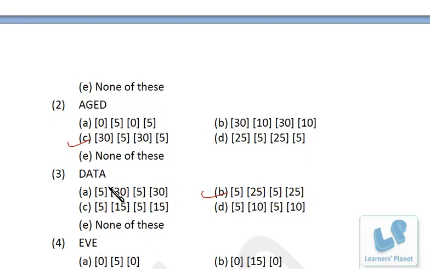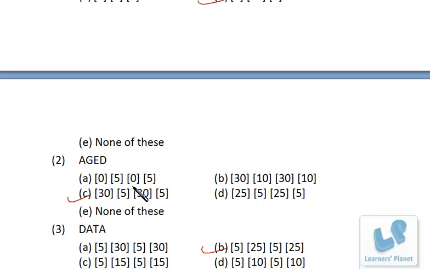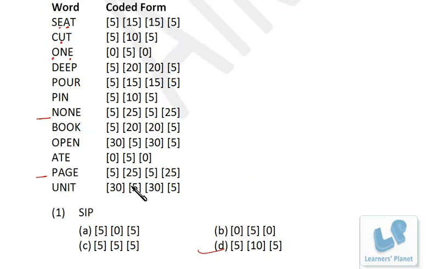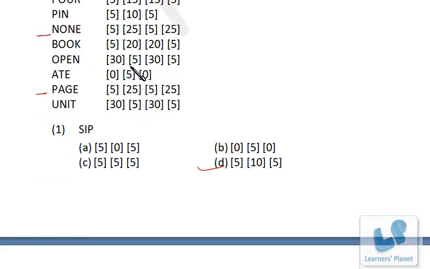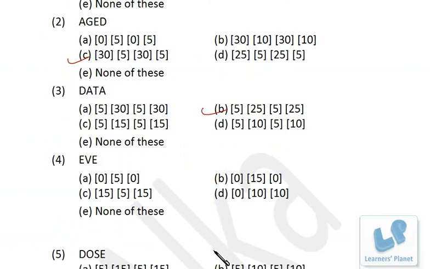Then EVE, I'm sorry, vowel, consonant, vowel. So that's ONE, vowel, consonant, vowel. So 0, 5, 0. So 0, 5, 0. Okay. So the set of problems was pretty simple.